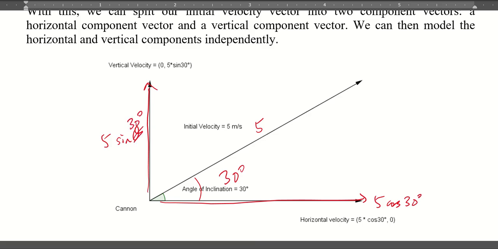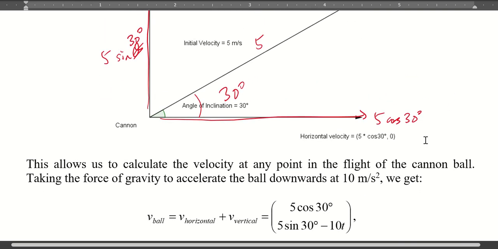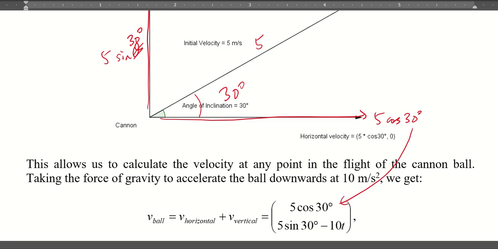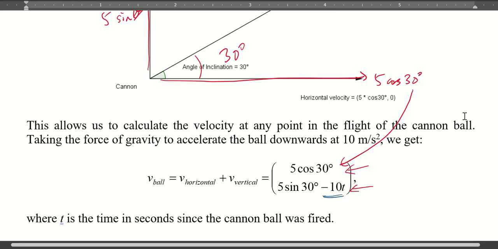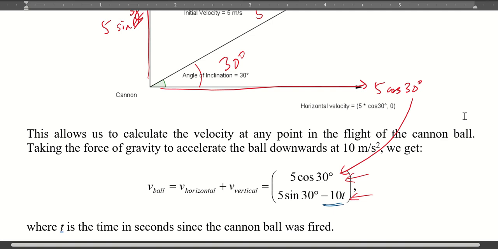Right? So this will be how the initial velocity is resolved into the horizontal and vertical components. Now, if we want to look at the velocity of the ball, we can use a vector representing the horizontal component and the vertical component. Of course, the vertical component would also need to subtract the velocity caused by gravity's deceleration.